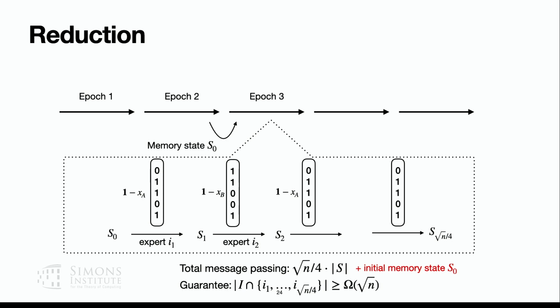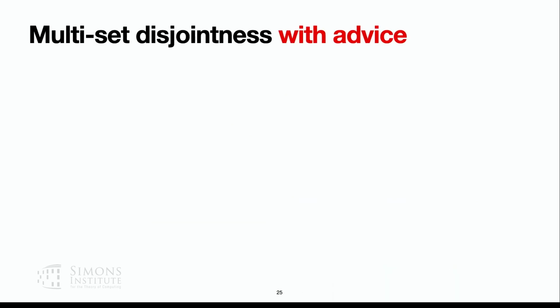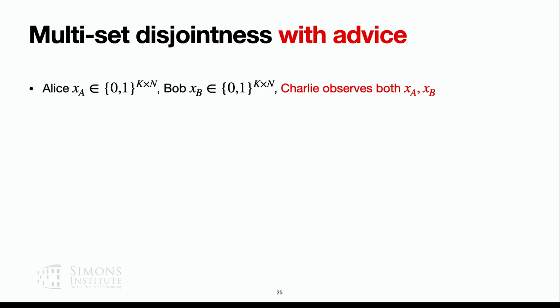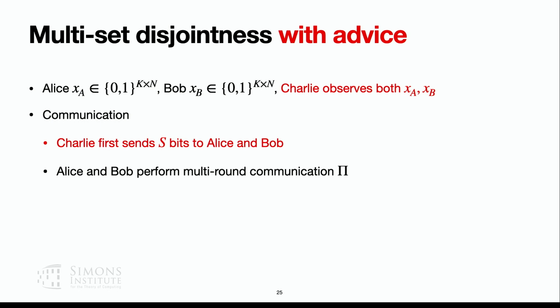And then finally, the guarantee is that the experts i1, i2, i3 played in this epoch should have a large intersection with the index set. The intersection is omega n. So what's the communication problem? Actually, it's not exactly multi-site disjointness, but instead I'll call it multi-site disjointness with advice. And this advice captures this initial state. Now this becomes a three-party communication problem: Alice, Bob, and Charlie. Charlie here observes both xa and xb. And the communication is as follows. Charlie first sends s bits to Alice and Bob. Charlie's role is just the initial memory. And after that, there's just a two-party communication. Alice and Bob perform multi-round communication. And at the end, they output an index set that has a large intersection with the target index set I.